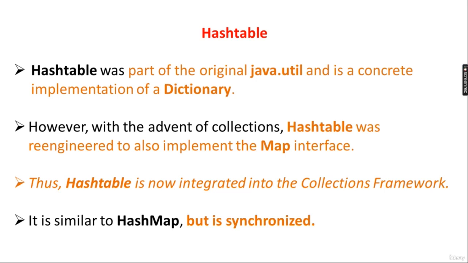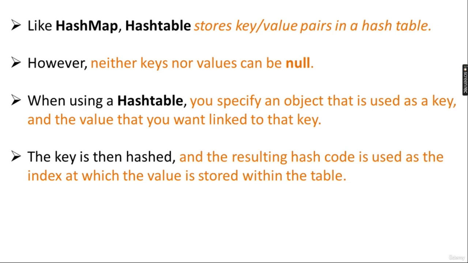And it is similar to HashMap, but it is synchronized. Hashtable is similar to the HashMap class. Like HashMap, it stores key value pairs. Neither keys nor values can be null. And also one more thing to remember: it is synchronized. When using a Hashtable, you specify an object that is used as a key and the value that you want linked to that key. The key is then hashed and the resulting hash code is used as the index at which the value is stored within the table.